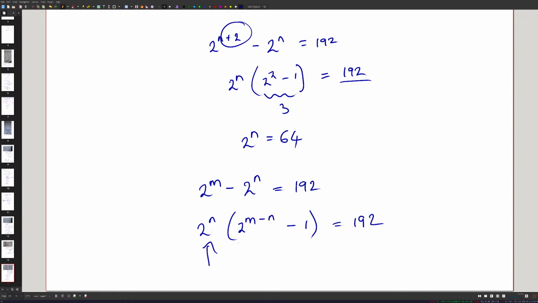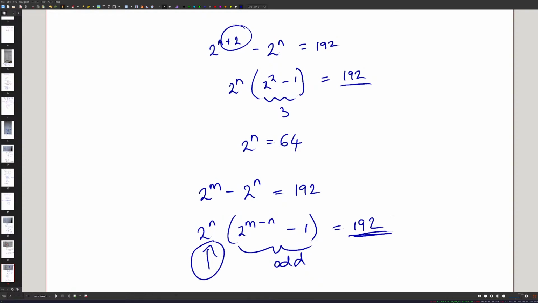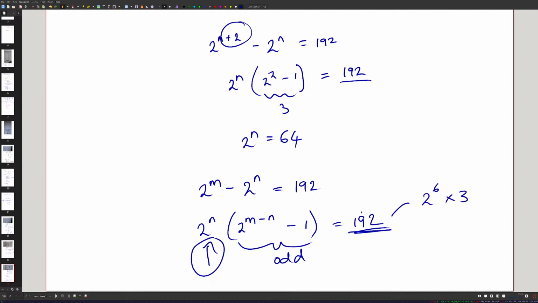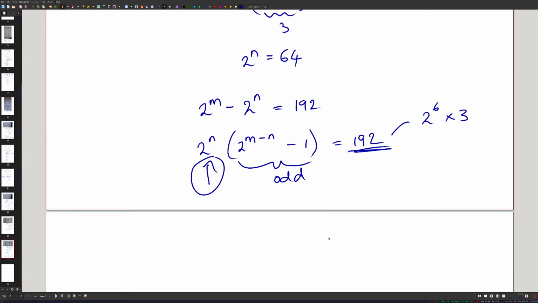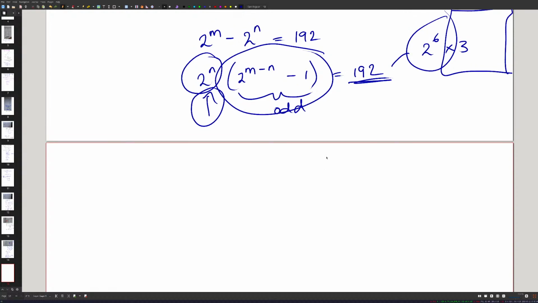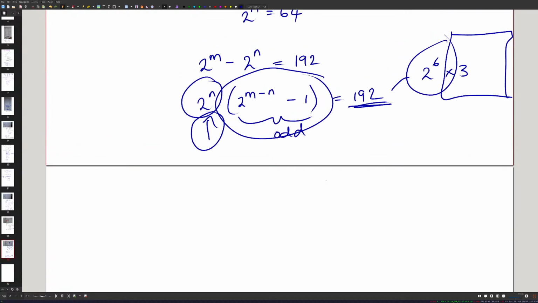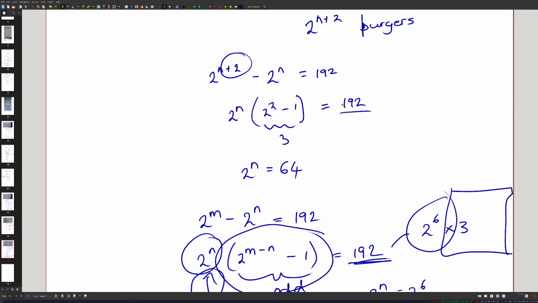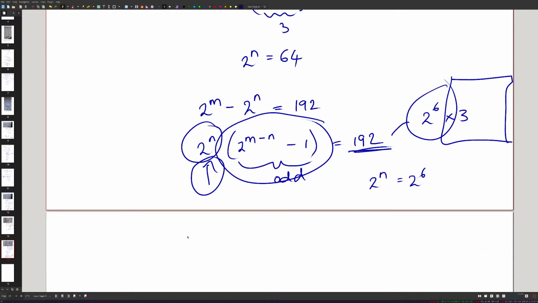And so this is a power of 2 and this number is odd. And so this must be the power of 2 that appears in the prime factorization of this number, which we saw already is 2 to the 6 times 3. So, by the uniqueness of prime factorization, this is the power of 2 in this prime factorization, and this is the odd number that is made up of the rest of the factors. Every number is uniquely a power of 2 times an odd number, so we must have that 2 to the n equals 2 to the 6, even without knowing that m is n plus 2. It's forced based on this information.